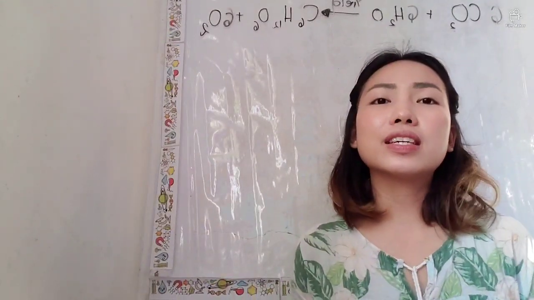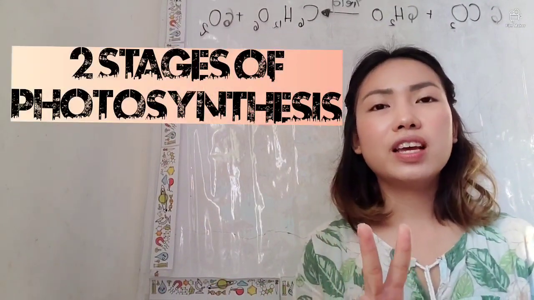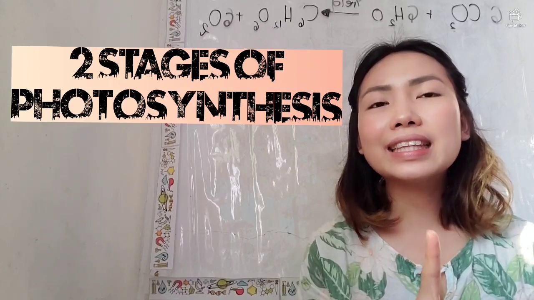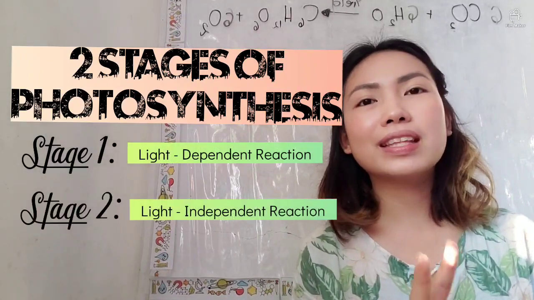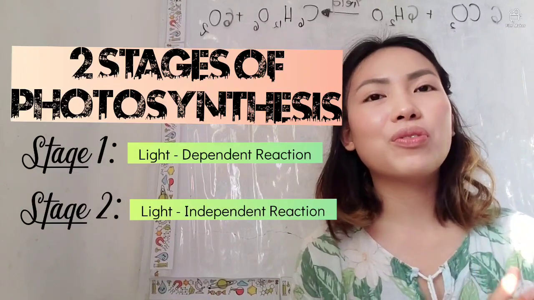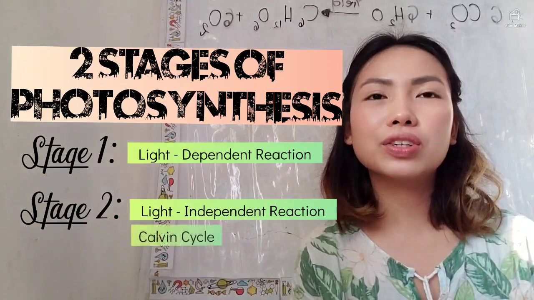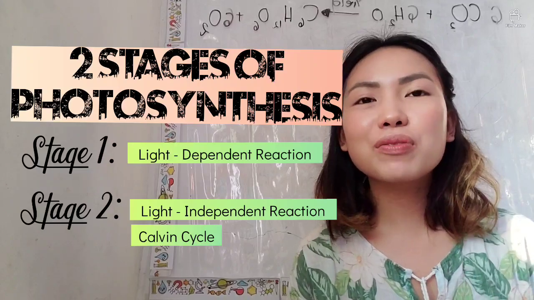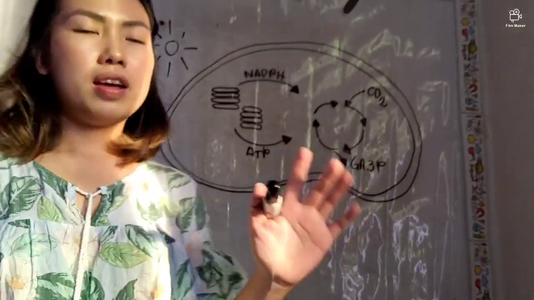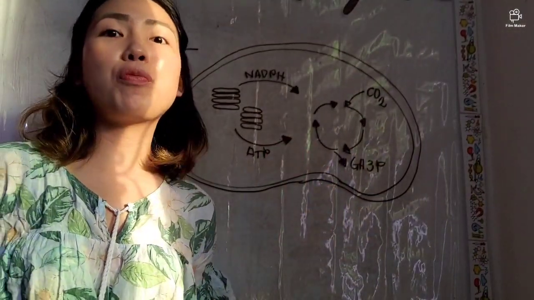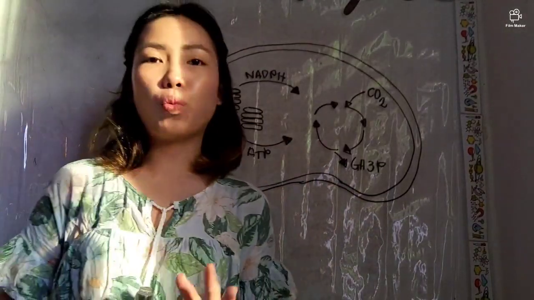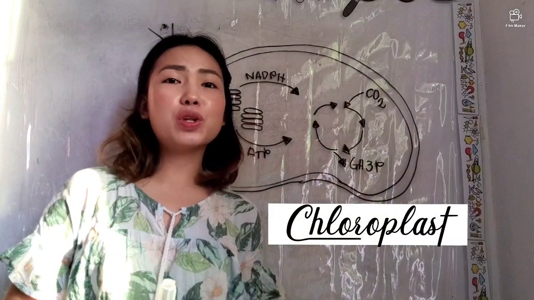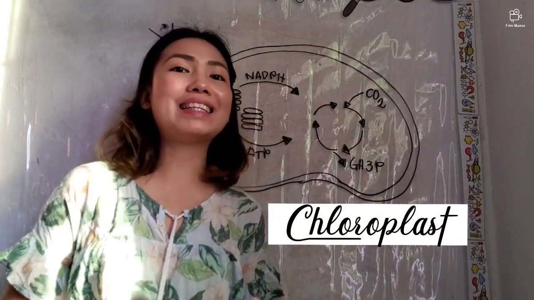In photosynthesis, we have 2 stages. Stage 1 will be the light-dependent reaction, and stage 2 will be the light-independent reaction, or in other terms, we call it the Calvin cycle. Okay, so let us discuss the 2 stages of photosynthesis. We said earlier that photosynthesis happens within the chloroplast. These chloroplasts are found in the plant cell.